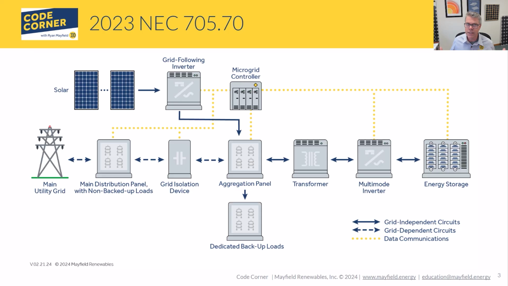This device can take a few different forms, and I'm going to show you those forms here in a minute. But what we need to do is isolate the utility grid from our microgrid in a way that when the grid power goes out, we are positively disconnected from the utility. This is a safety thing. We don't want to have our microgrid operating and still be connected to the utility, because then we could have the potential of backfeeding into the utility.